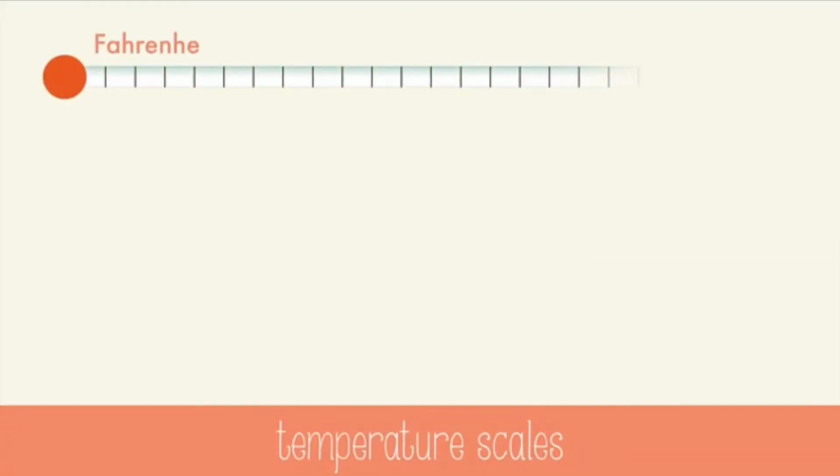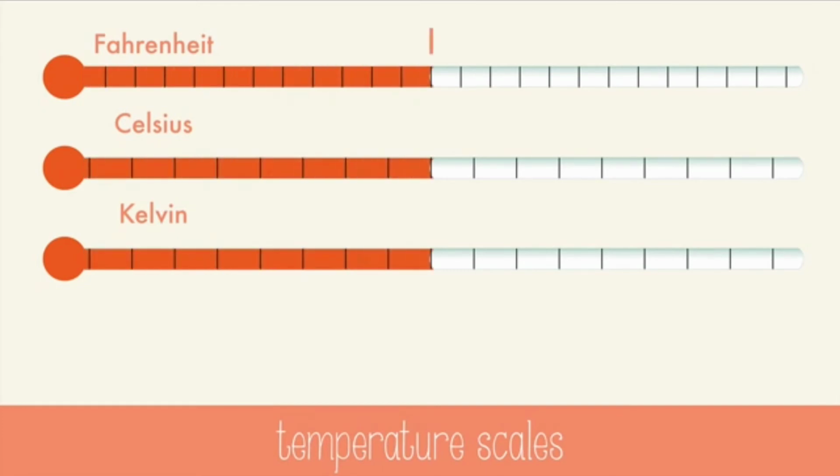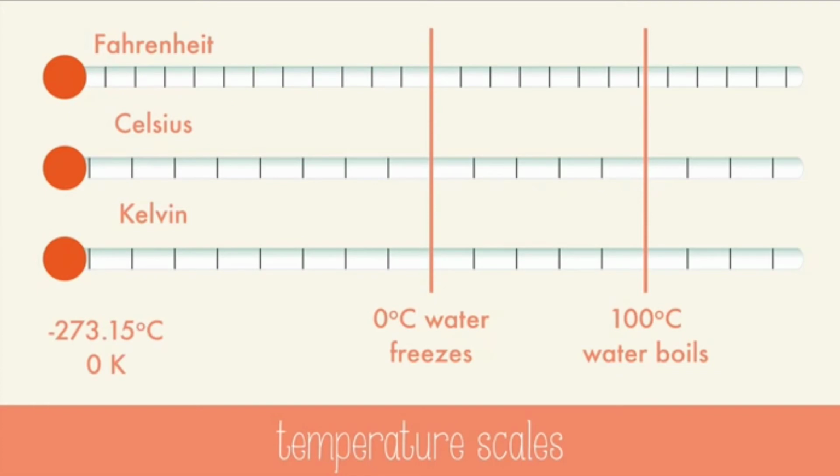There are lots of different scales for measuring temperature. Fahrenheit and Celsius are the most commonly used in everyday life, but Fahrenheit is almost never used in science. The Celsius scale is based on the freezing point and boiling point of water. But even the Celsius scale isn't the best, because absolute zero on the Celsius scale is negative 273.15 degrees. The Kelvin scale is based on absolute zero and starts at 0 Kelvin with no negative numbers.